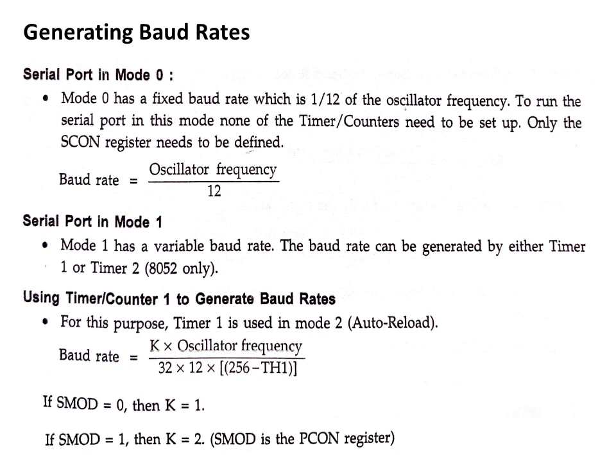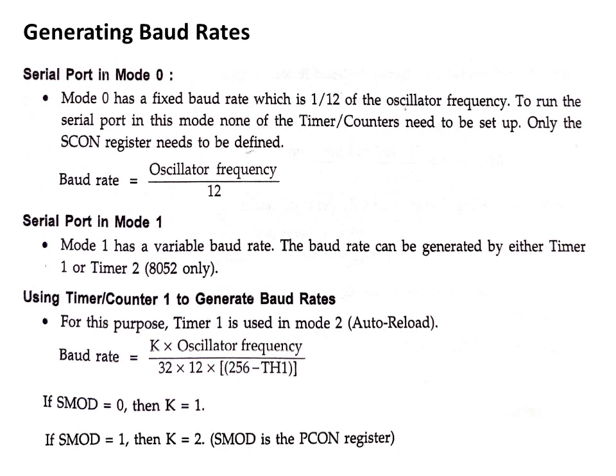To work in mode 0, the SCON register SM0 and SM1 values should be set to 0 and 0. That is, bit number 7 and 6 of the SCON serial control register should be loaded with value 0 and 0. The baud rate generated will be oscillator frequency divided by 12. Next, the serial port in mode 1.